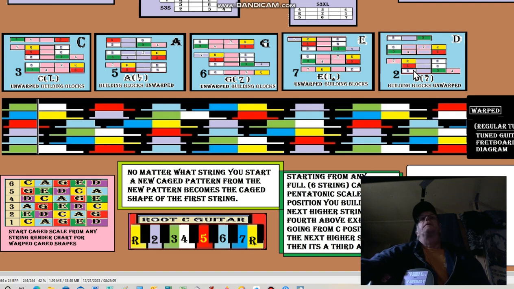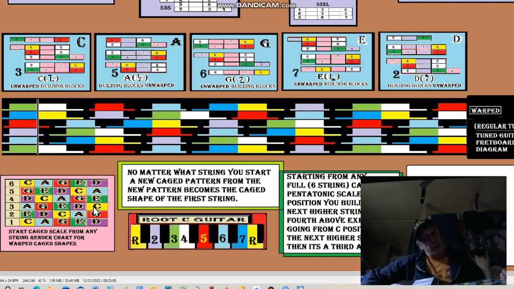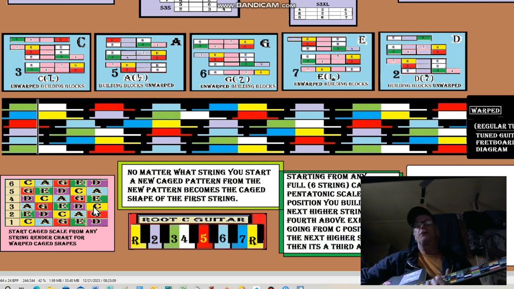So if we're over here in the D-shaped zone, but we want to play that same D shape starting from the third string, we go to the third string here. All right, here's the third string. I'm going to find a purple note on that string right here and do the D-shaped pattern, the same thing.